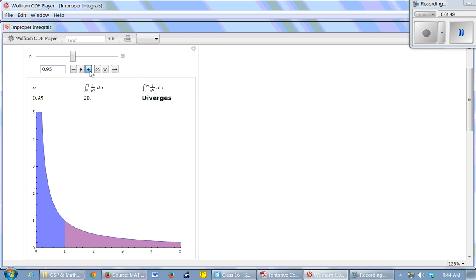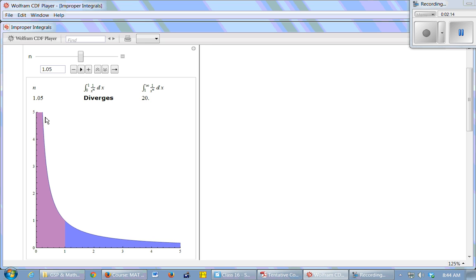And then 0.95, 1. At 1, they both diverge. The area from 0 to 1 is infinite, and 1 to infinity is infinite. At 1, they both diverge, and then as soon as we pass 1, we switch. The integral from 0 to 1 is now infinite, and from 1 to infinity is now finite.